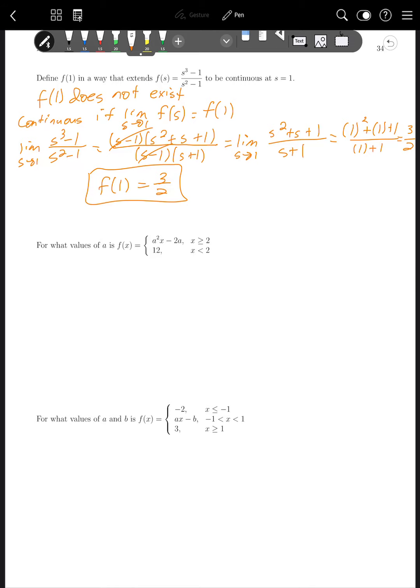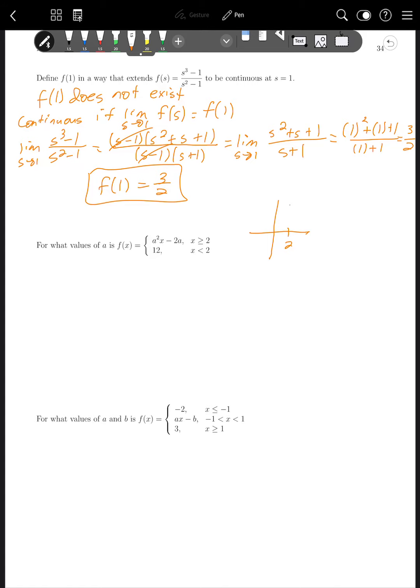Okay? Similar idea here. What I want to have happen is I have different pieces to this function. And so in order for this function to be continuous, there can't be a jump. Okay? What I need is for these two pieces to match up. So basically what I have on this bottom piece, right, is at 2.